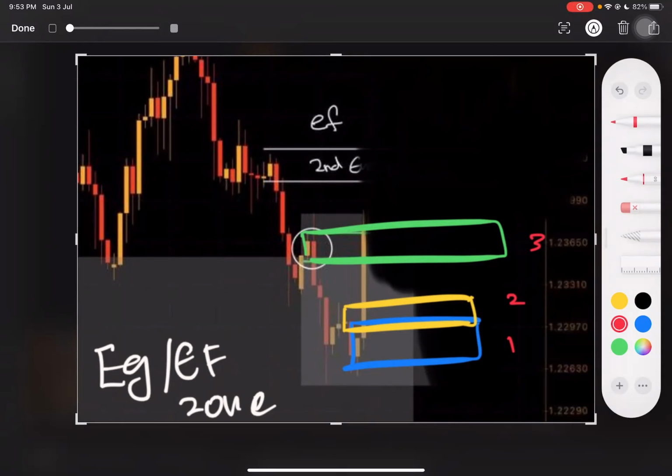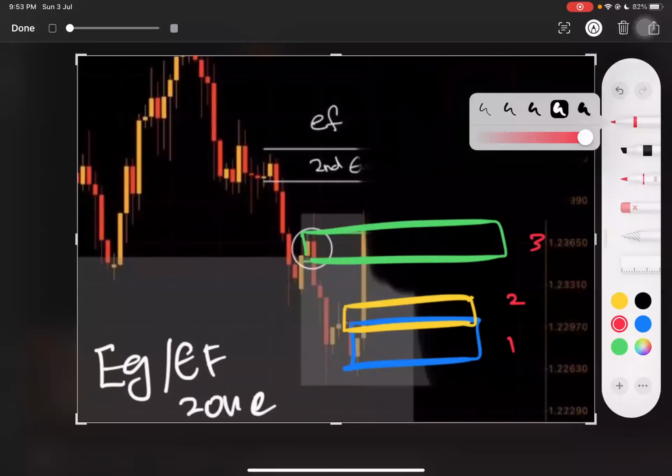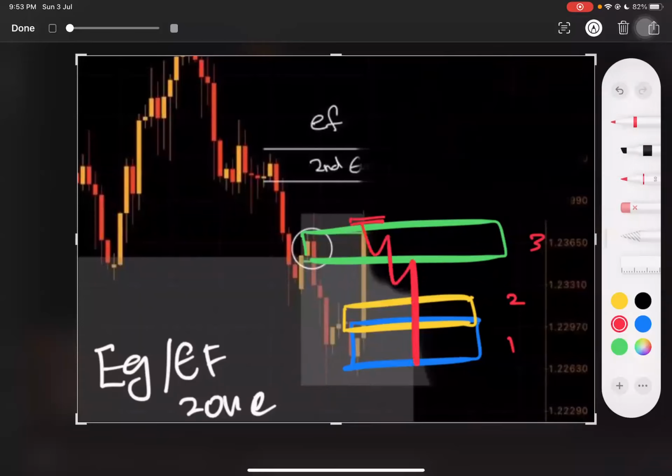We need to wait for the pullback. If you're not patient enough and you actually buy here, suddenly price reverses. Oh my god, you're going to margin call your account. So don't do like that.